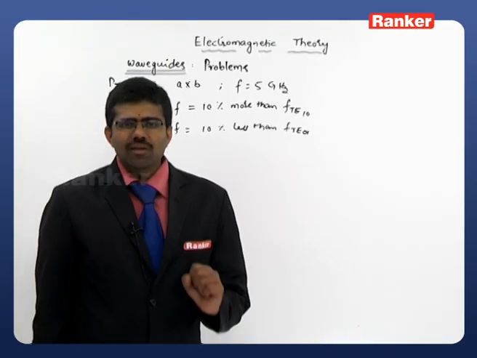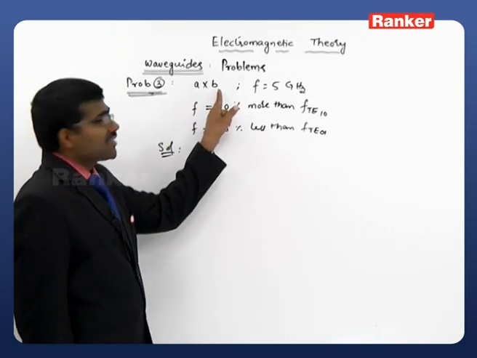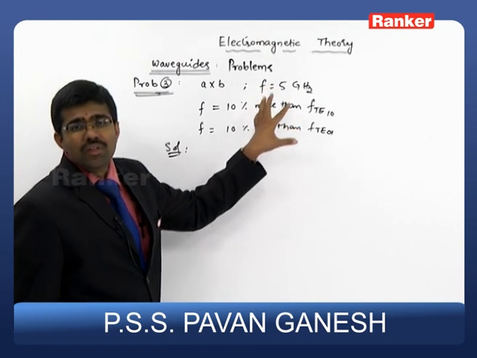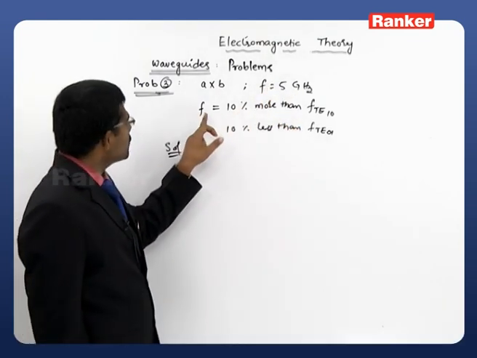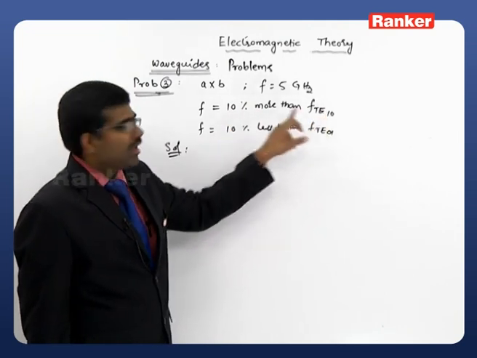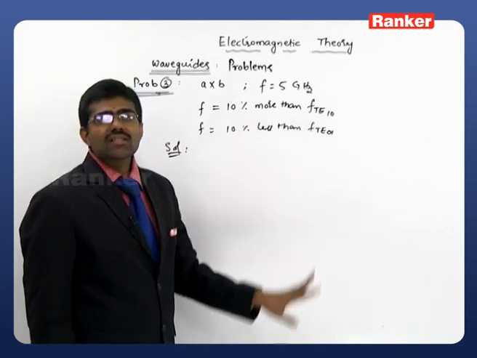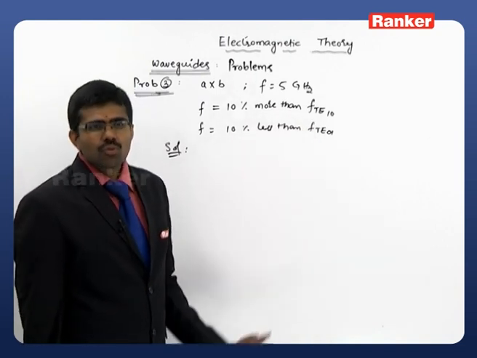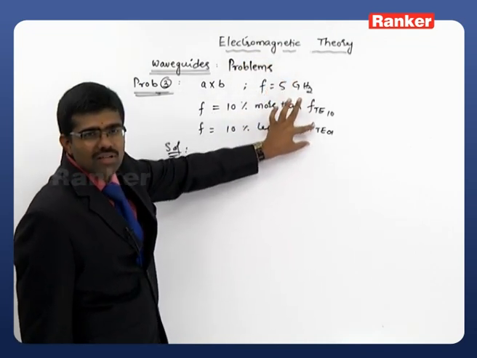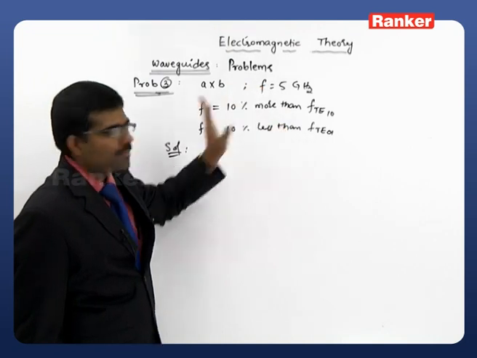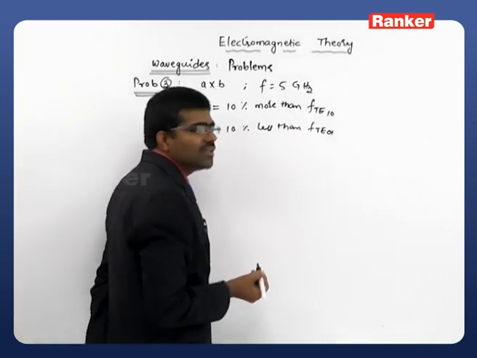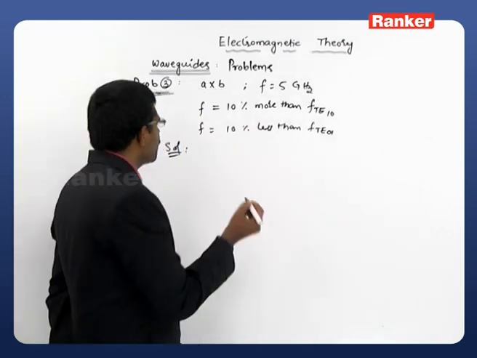Now clearly observe what data is given to us. Here A by B is a rectangular waveguide operating at a frequency of 5 GHz. This is the operation frequency. He mentioned that the operation frequency is 10% more than the dominant mode cutoff frequency, and it is 10% less than the next higher order cutoff frequency. So what we are supposed to do is compare this 5 GHz with the dominant mode cutoff frequency and the next higher order mode cutoff frequency. For this, we require the cutoff frequency of TE10 mode and the cutoff frequency of TE01 mode. Now what is the basic formula for cutoff frequency?